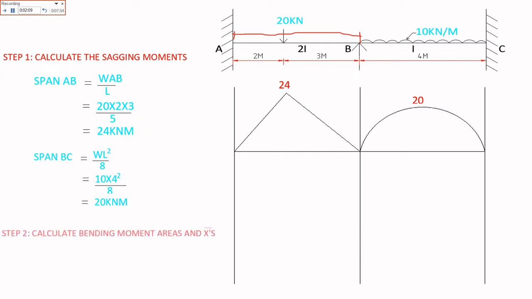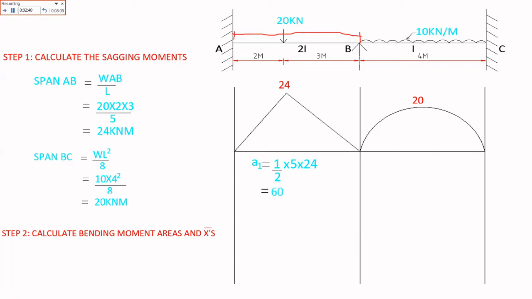So now we proceed to the next step, which is to calculate the bending moment areas and the X bars. We'll start with span AB. The area for span AB is basically the area of this triangle, which is a half base times height. So a half, our base is 5, the distance from A to B, then our height is the value of the bending moment, 24. Work that out, and you'll get the value 60.